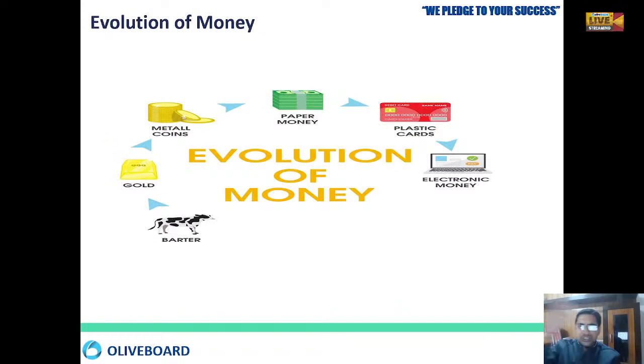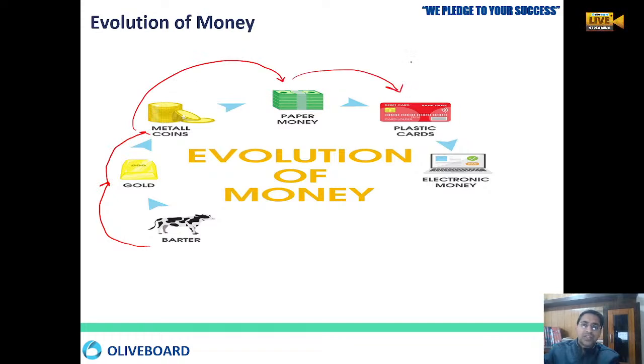Okay, so how has this evolution of money happened? Money का कैसे evolution हुआ है, क्या हुआ है? In the starting, it was a barter system, right? Then we came into the gold system, metal coins came, then paper money came. After that, plastic cards, credit cards, debit cards and all these things were there, right? Then right now electronic money is there. We are doing all online transfers, right?